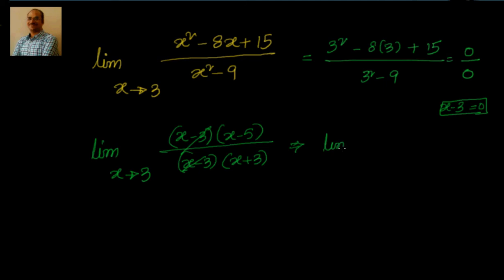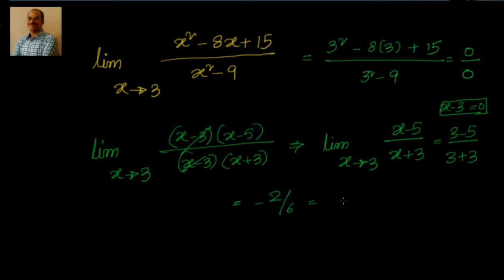That is nothing but equal to limit x tends to 3 of x minus 5 by x plus 3, that is equal to 3 minus 5 by 3 plus 3, that's equal to minus 2 by 6, that is equal to minus 1 by 3. So if you directly substitute, you go into 0 by 0 form, but you know that whenever x becomes 3, the function is becoming 0 by 0. So find out the factor x minus 3 as a common factor in both of them and try to simplify that.